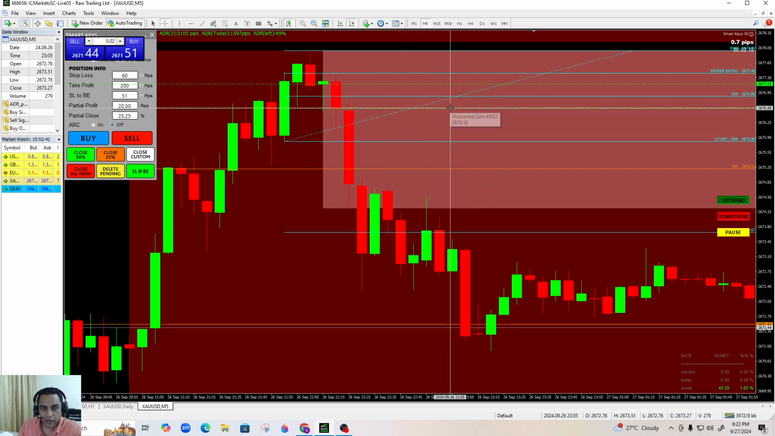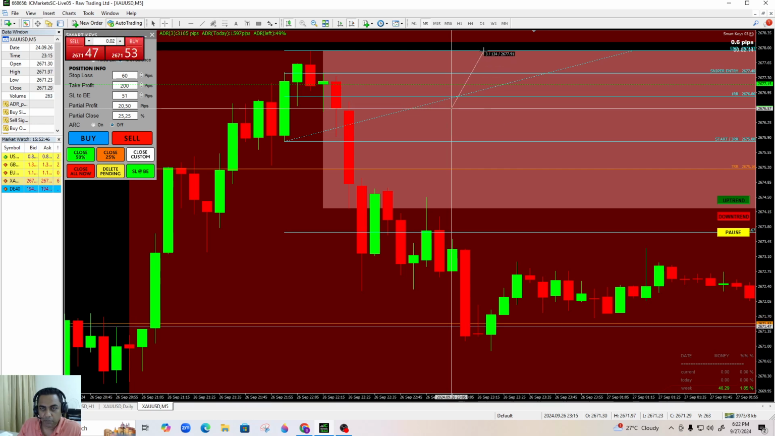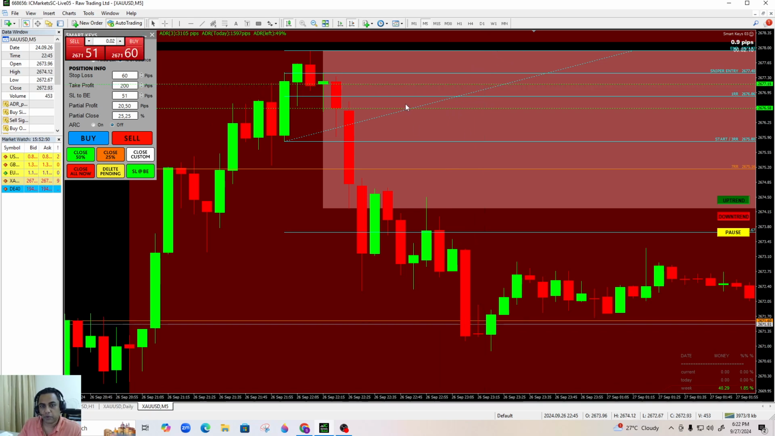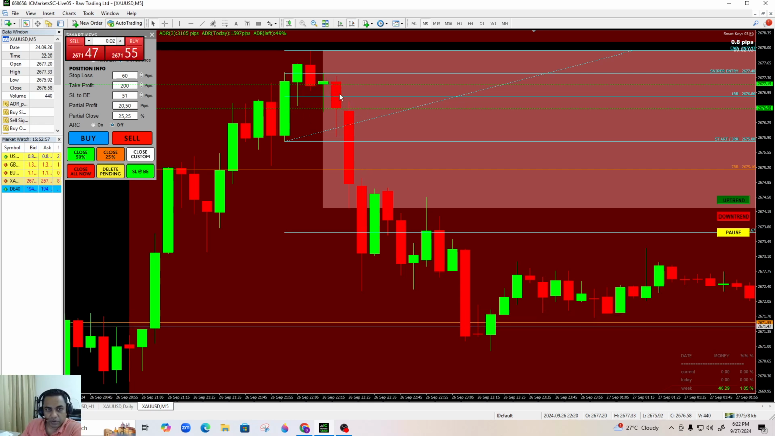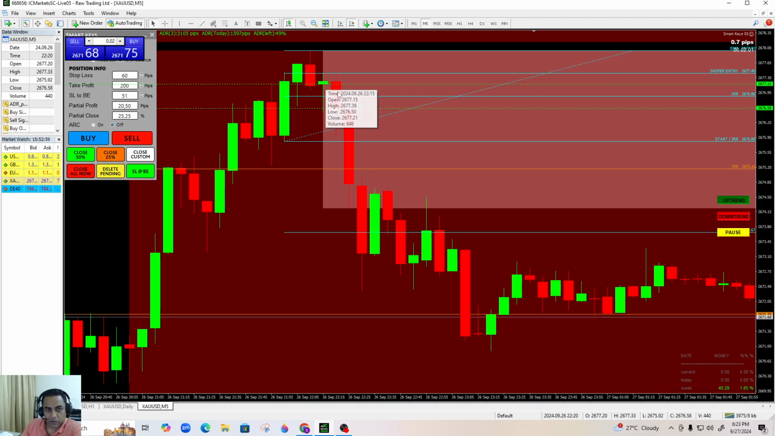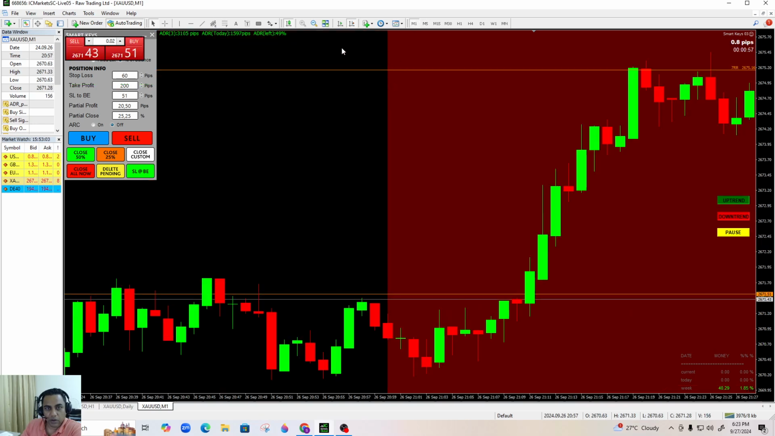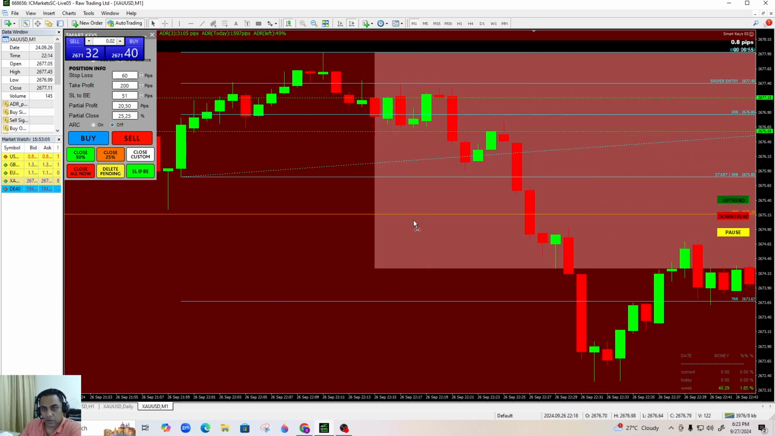Ideally I'd like price to get up here. This would be perfect, a 13 pip stop loss, 8 pip stop loss. That'll be perfect if you can get up. That's drop, base, drop. That's also a basing candle, and if you go down to the M1, there's a zone right there.